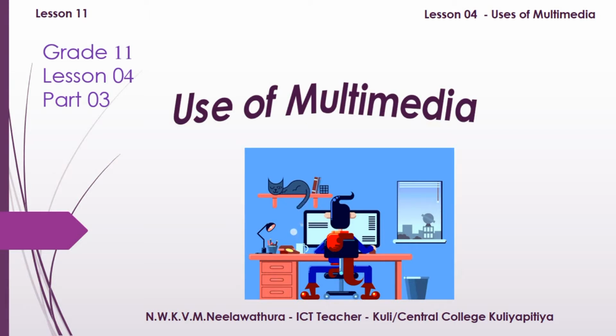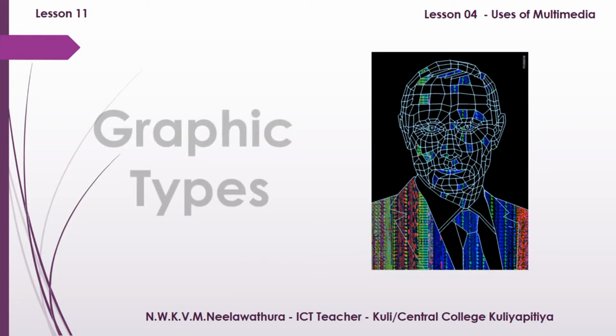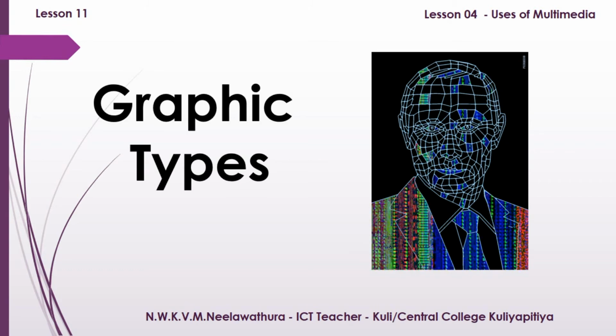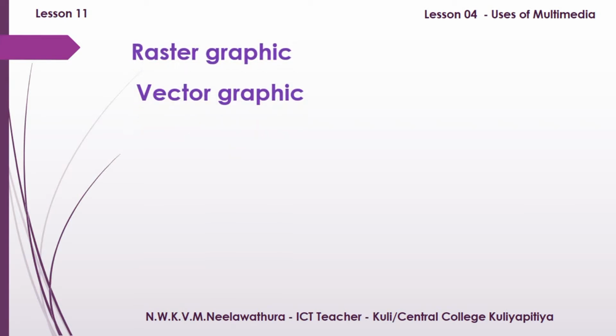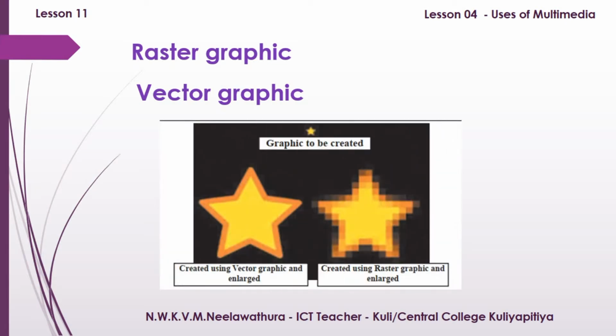In chapter 4, we discuss about digital graphic and compression of a graphic. Now we discuss about graphics type. Digital graphics fall into two main categories. First one is raster graphic and the second one vector graphic. The types of graphic is decided according to the graphical software used.